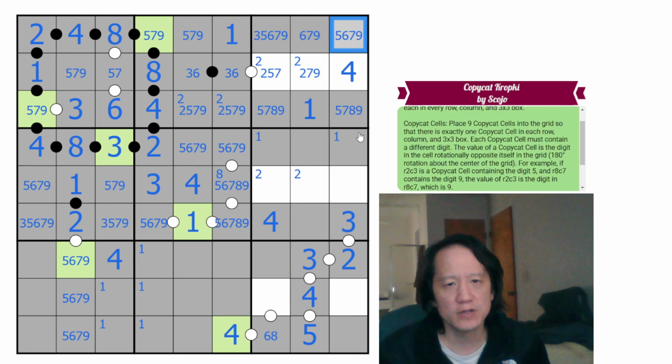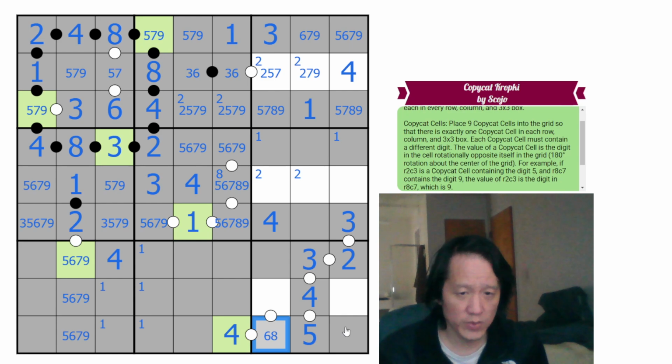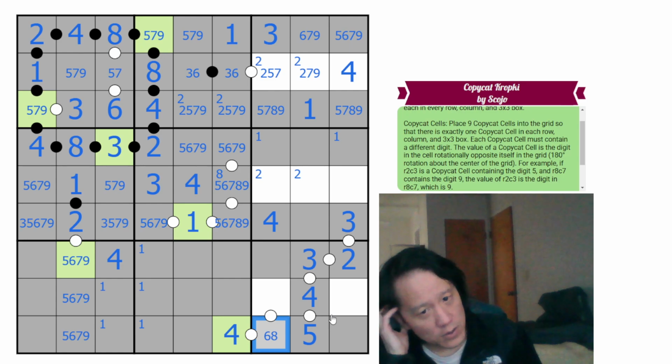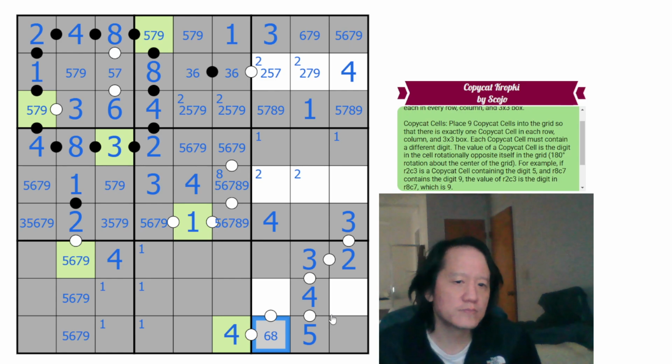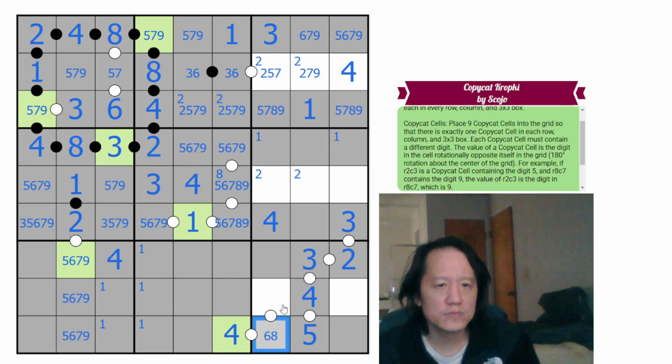This can't be 3. This can't be 3. This can't be 3. Where's a 3 in box 3? It has to be here. Okay. This is 6 or 8. Let's see. This can't be 3 anymore. Cannot be 3. This cannot be 3.